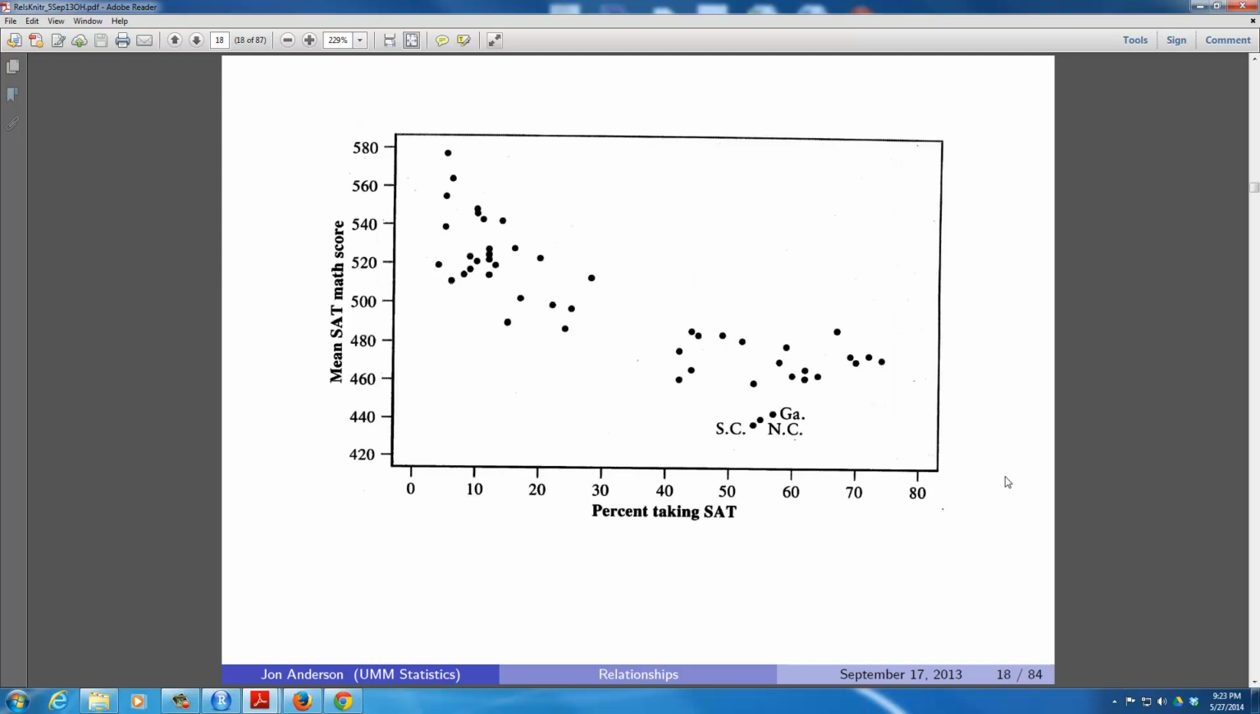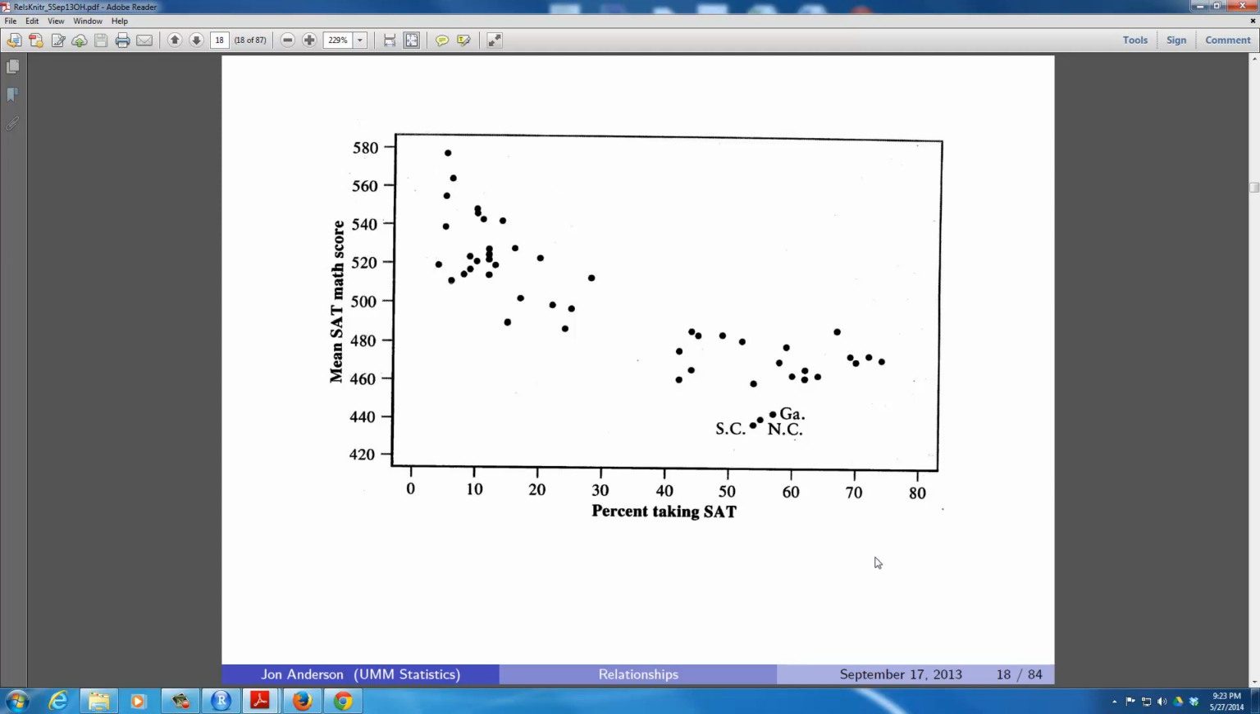Here's another scatter plot, and this one is the first one we've seen, I think, that shows a negative association. In what's being graphed here, well, we have states. The points represent states in the United States. The horizontal axis is the percentage of high school students in that state that take the SAT college entrance exam. And the vertical axis is the average score for the math part of the SAT. And so what you can see is that as the percentage taking the exam goes up, the average math score goes down.